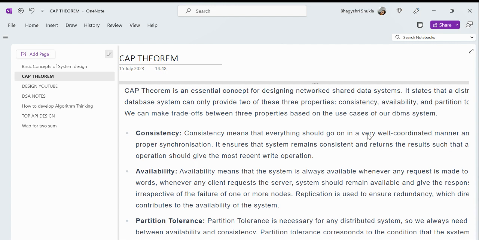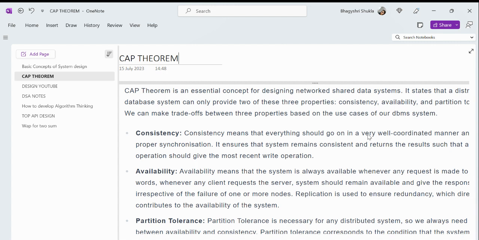It states that a distributed database system can only provide two of these three properties: consistency, availability, and partition tolerance. So we can make a trade-off between the three properties based on the use case in our DBMS. And the three concepts, as I discussed, are consistency, availability, and partition tolerance.